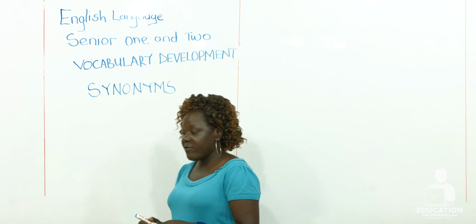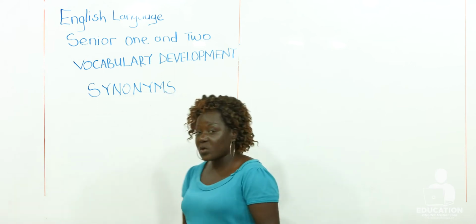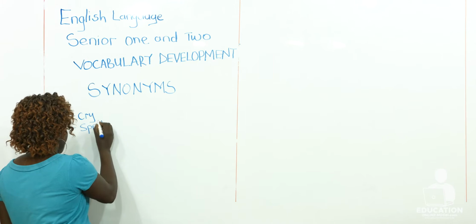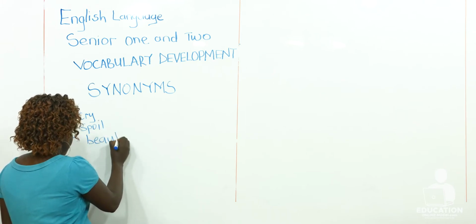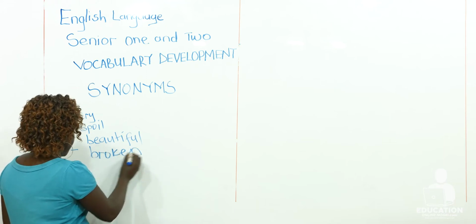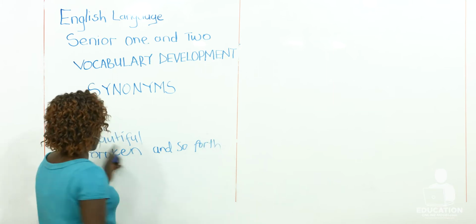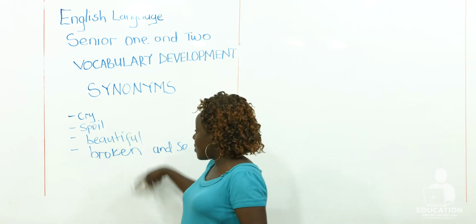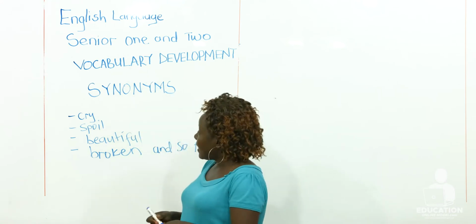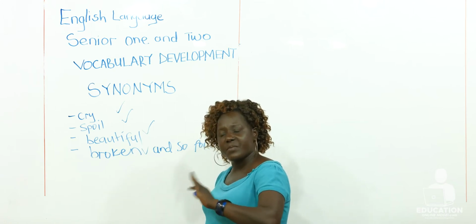For instance, if there is a word and you don't want to use that word, you get the equivalent of that word. We looked at very many words like cry, spoil, we also looked at the word beautiful, we even went on to look at the word broken, and so many others, and so forth. So we saw very many words, and in all these words, I showed you how to develop their synonyms, which in turn we say is the vocabulary. Right, today, let us leave all these words because we now know how to develop them. We're going to see more. I want you to learn as many as possible.